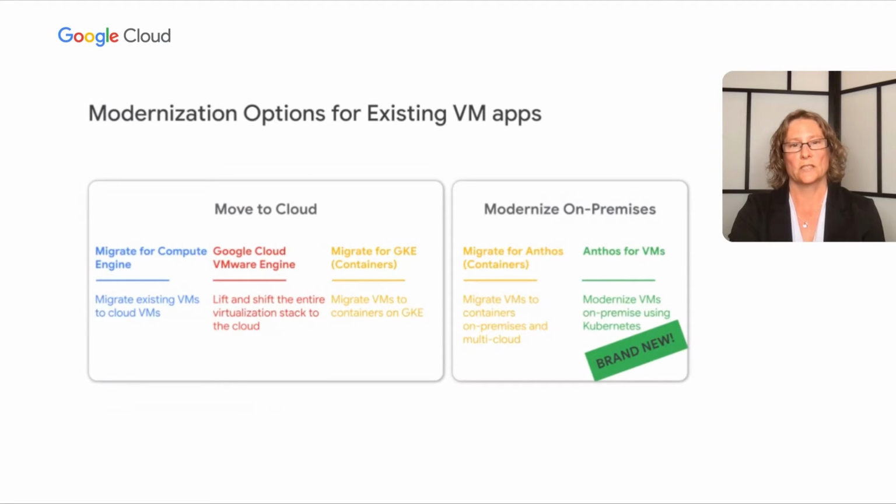Anthos for VMs lets customers apply the expertise they are building in running and managing containers to their VM environments, to build bridges of automation between containers and VMs, and to reduce their spending on VM platforms and management tools. With this new option, we provide the flexibility of choice to modernize in a way that best meets your business needs.